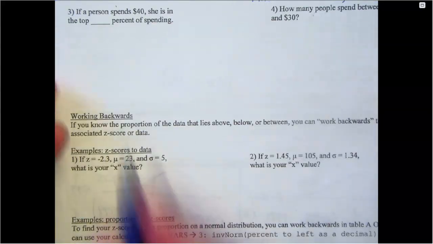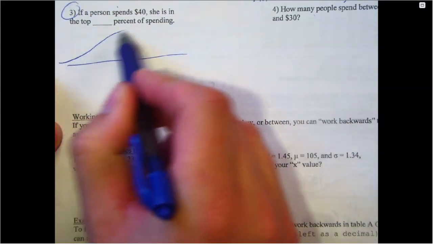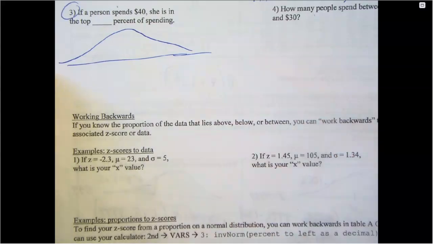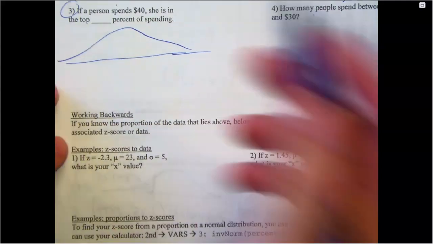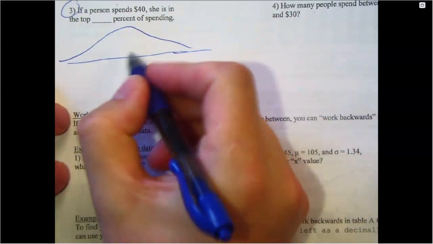Alright, number 3. Person spends $40. She is in the top blank percent of spending. So this is phrased differently than percentile. It's phrased the opposite of percentile. If you are in the 95th percentile, you are actually in the top 5%. If you're in the 98th percentile, you're in the top 2%. So the top is telling you what's above you. So this is kind of opposite of the other ones.